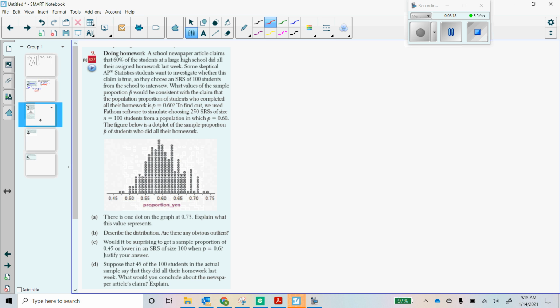So, right away, I can tell, I'm maybe just going to jot down before I read anything else. The claim is this, that 60% of the students did all their homework. That is the population proportion. So I use a p, that is the parameter. Notice they say I'm going to do a simple random sample of 100 to interview. So I'm going to keep reading.